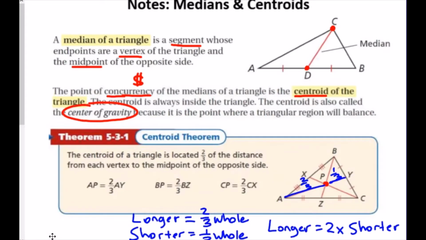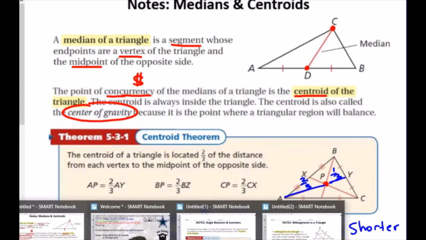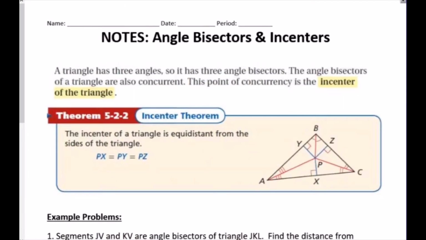Okay, so this is yesterday. Look, medians make a centroid. Cool? So today, we're not talking about medians. We're talking about angle bisectors. Now, what does an angle bisector do to an angle? Cuts it in half. Okay, so a triangle has three angles, so it has three angle bisectors. As you see in the picture here, angle bisectors give you equal angles, two equal halves, right? So you can show that with arcs.